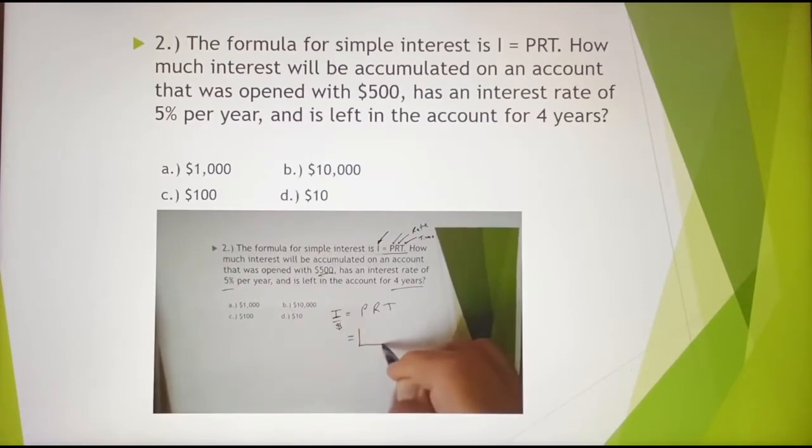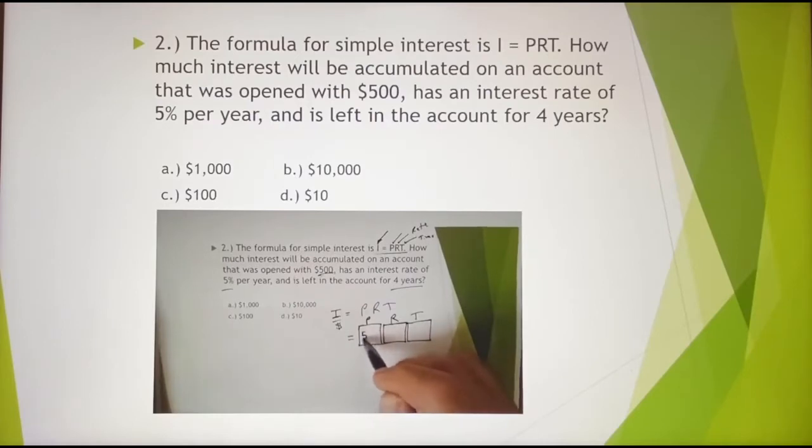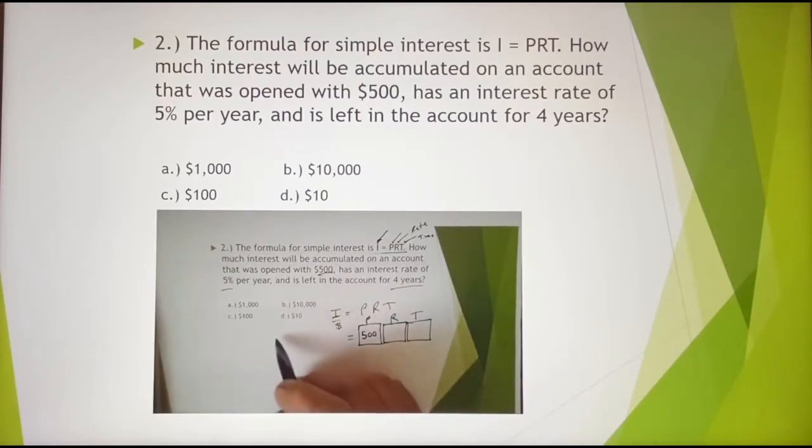So the method that I like to use is to take these variables and pull them out and just leave empty boxes there that I'm labeling so I know what goes in there. So we've got a box for principal, one for rate, and one for time. We know the principal, the amount of money that's invested, is 500. We know the rate is 5%, but it's given to us as a percentage.